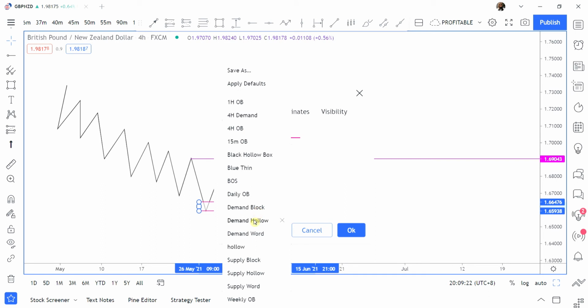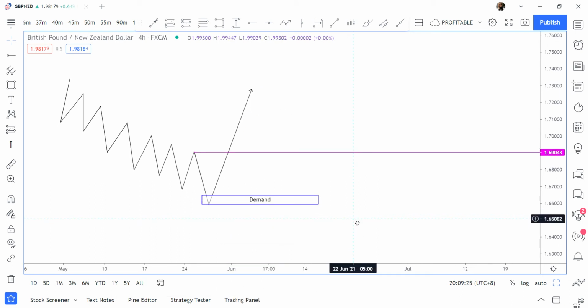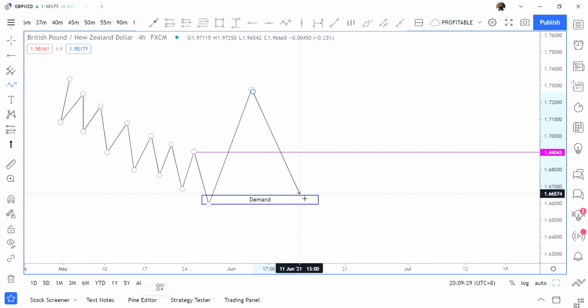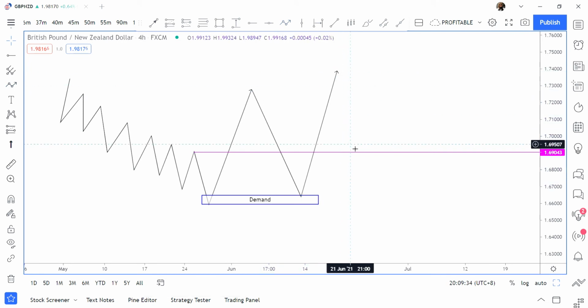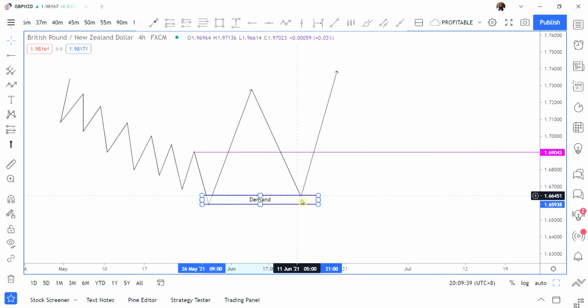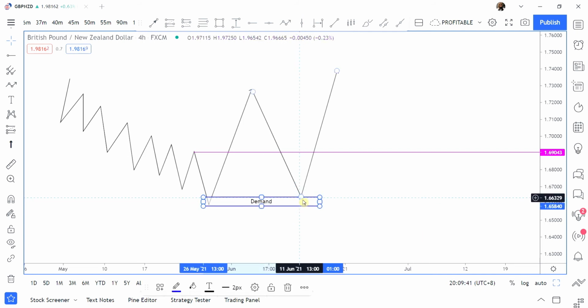So let's just do this. And then price will seek this demand zone, react from this area, and then we will be able to spot our buys in this zone. That's the expectation. And this is what we look for on the chart to be able to find proper supply and demand zones where we can trade off of.